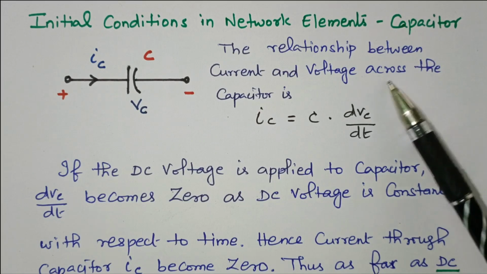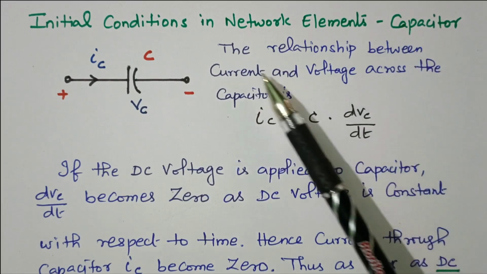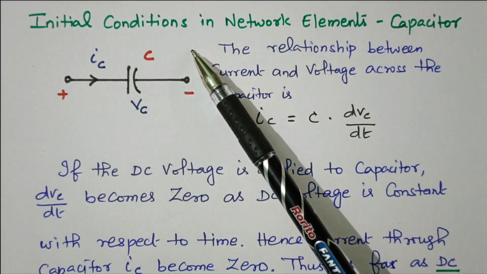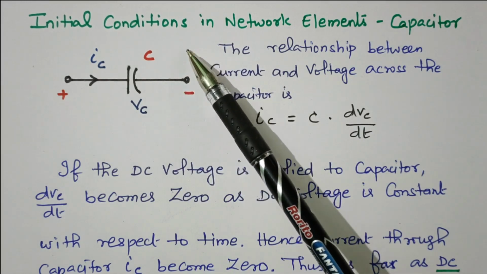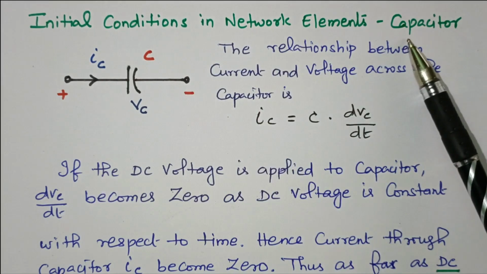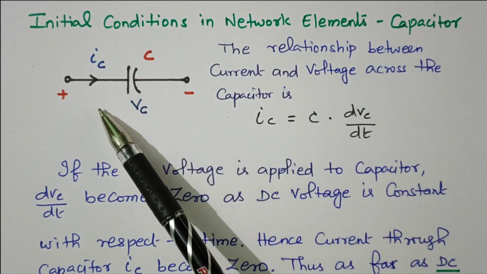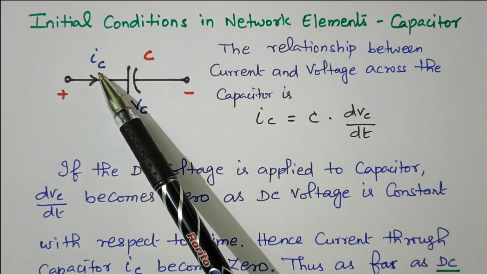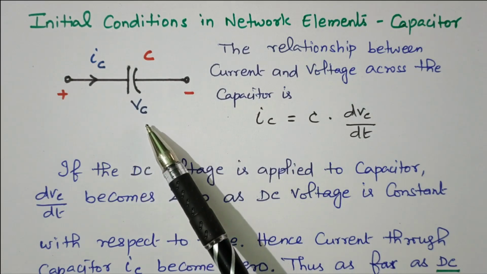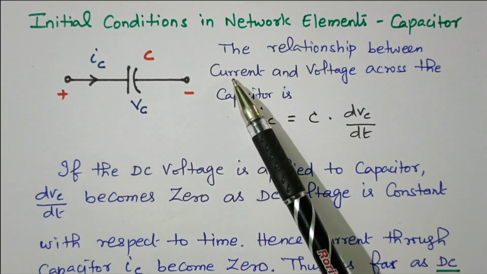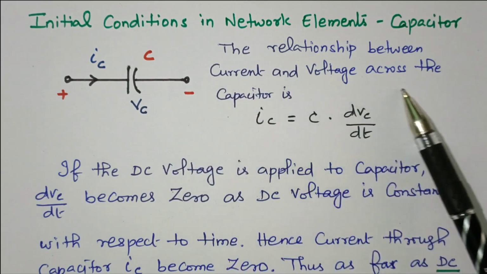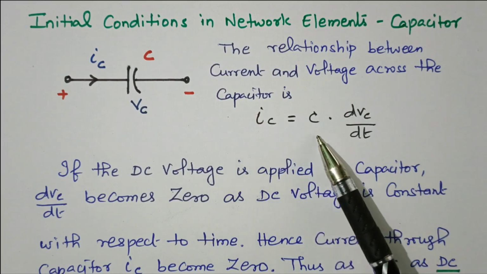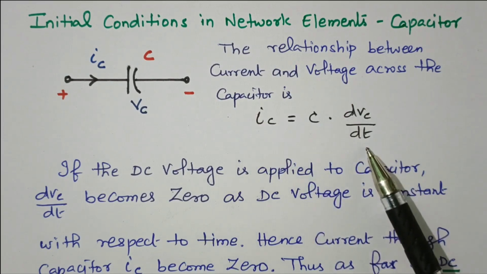Now we'll go to the topic capacitor. What is the initial condition while applying the voltage, before the switching, after the switching? What is the initial condition in the capacitor? Let us consider the capacitor C. The current flowing through the capacitor is IC, and the voltage across the capacitor is VC. The relation between current and voltage across the capacitor is IC equal to C into dVC divided by dt.